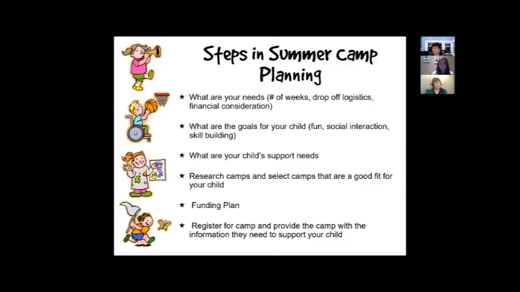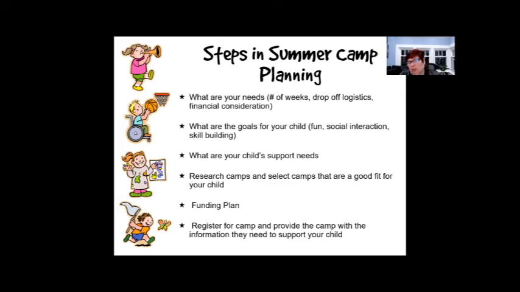So one of the first things we talk about are what are the steps that you need to do when you are planning for summer camp for your child. One of the first things you want to consider is what are your needs. So as parents, those of us that are working or not working, you want to think of the number of weeks that you need camp for. You need to look at your drop-off logistics. What are your job responsibilities, and so look at those drop-off, pickup logistics, and then look at your financial consideration. So a lot of us base our first step on what we can manage and what we can do.